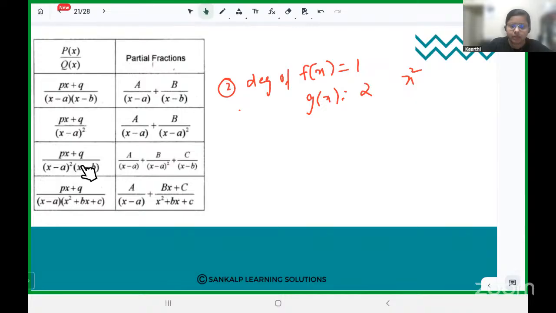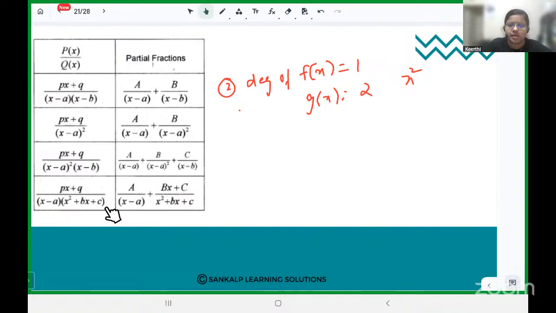Now you consider the third one, px plus q by x minus a the whole square into x minus b. How will you split this? A by x minus a plus B by x minus a the whole square. Here, for x minus a the whole square, you should write B by x minus a the whole square. That is a common mistake that students make. Then there is another factor, x minus b, so plus C by x minus b.